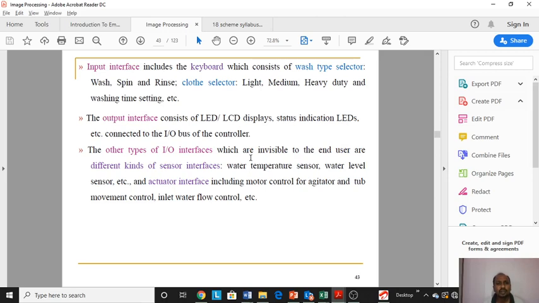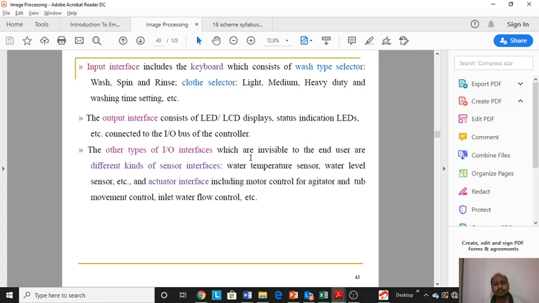Now, the input interface includes the keyboard, which consists of the wash type selector, as I told, wash, spin, and rinse, right? Okay. Now, the cloth selector, whether it is light, medium, heavy duty, or washing time setting, etc. These are all the inputs I'm giving to the washing machine. Now, the output is whatever we have set on the washing machine, which will be displayed through the LCD display or through an LED. So that is the output interface.